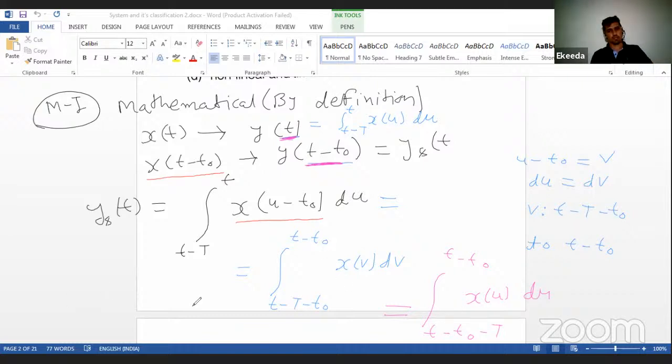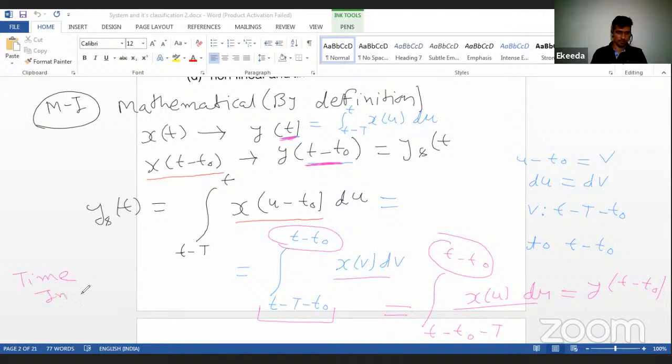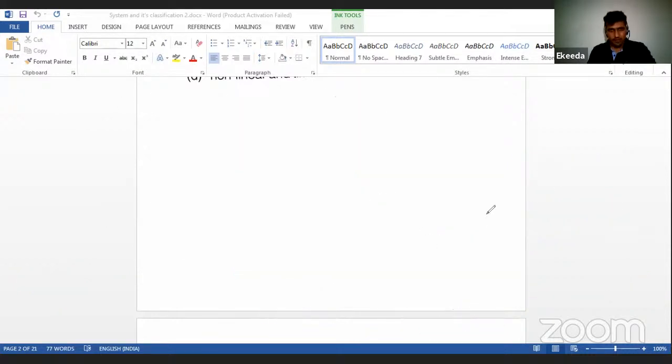See this limit, they are the same, and this limit, and this function integration. So we can say when I'm shifting the input by t0, my output is also getting shifted by t0. So the system will be time invariant. Now coming to the next.